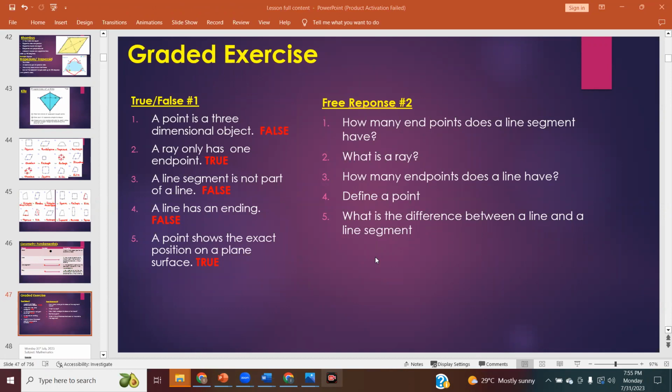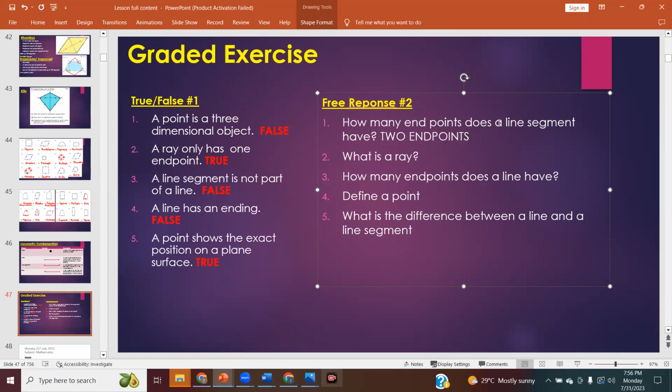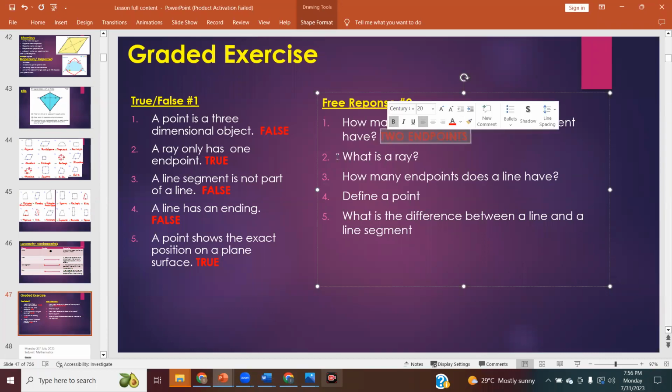Excellent. Now let's go to the free response questions. Jeremy, number 1. How many endpoints does a line segment have? Two endpoints, that's correct. Anyone else put that? Two endpoints. Yes, sir. Very good. All right, cool.